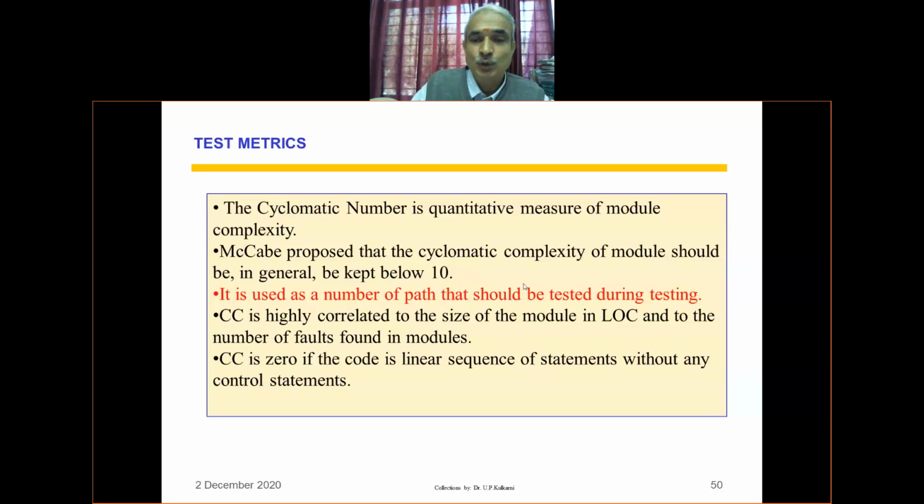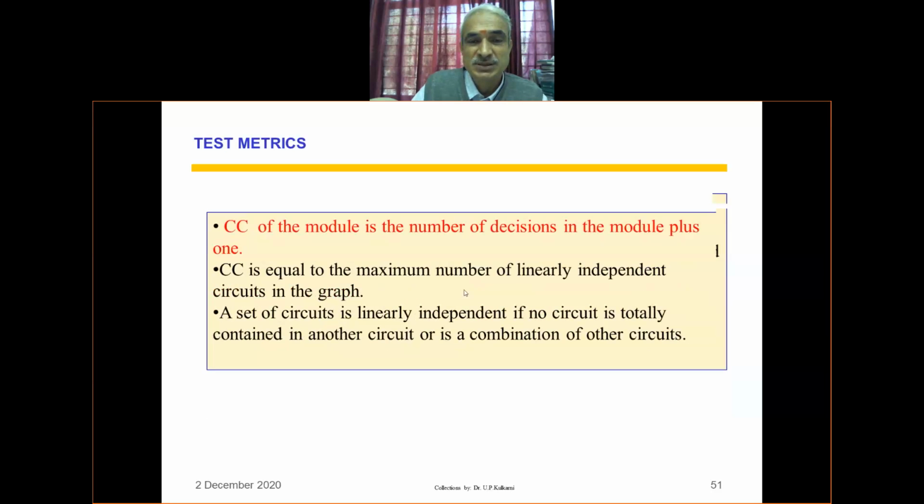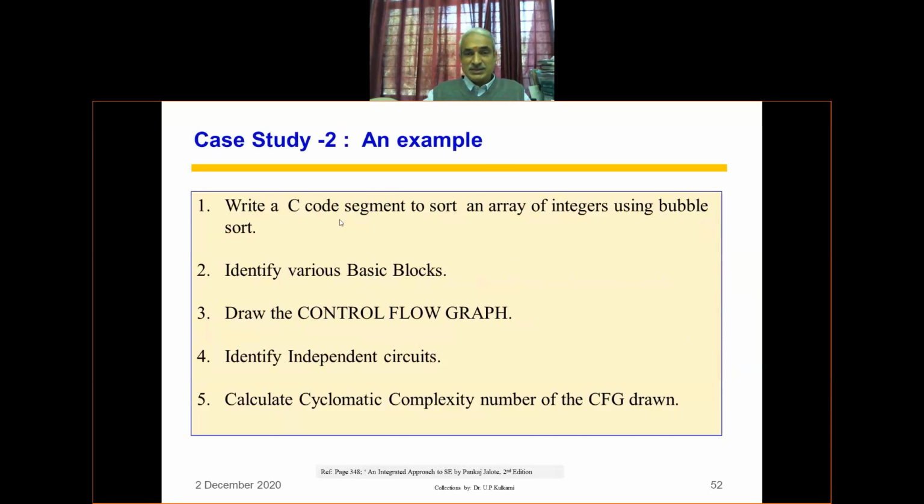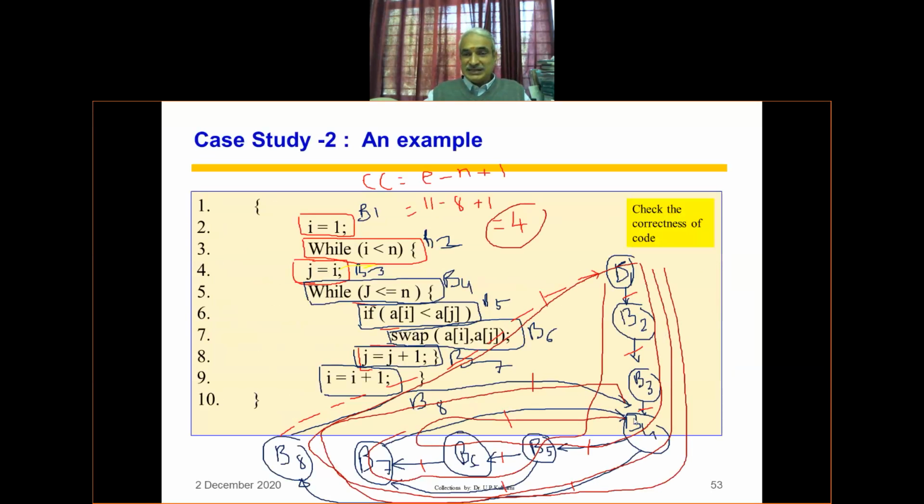Right? And it always speaks about, look at that, it is equal to the maximum number of linearly independent circuits. It refers to the number of decisions in the module plus 1. Number of decisions in the module, because whenever there is a branch, please look into that. Whenever there is a branch here, now look at that. Okay, here is a 1, here is another 1.